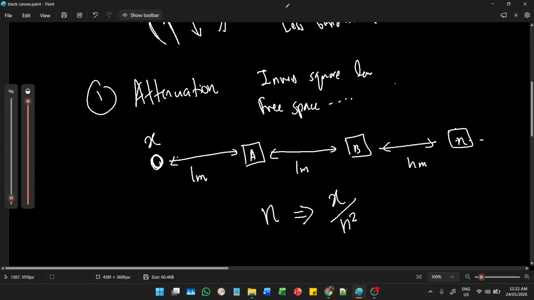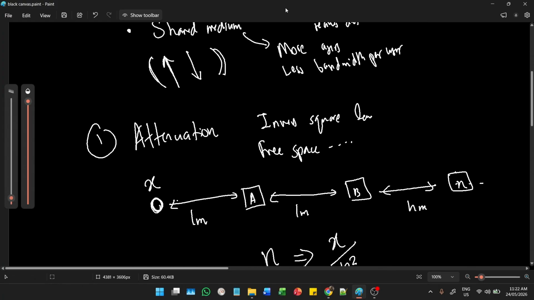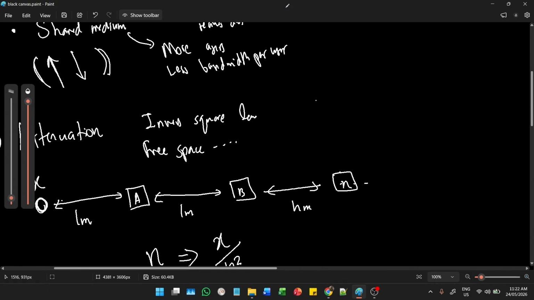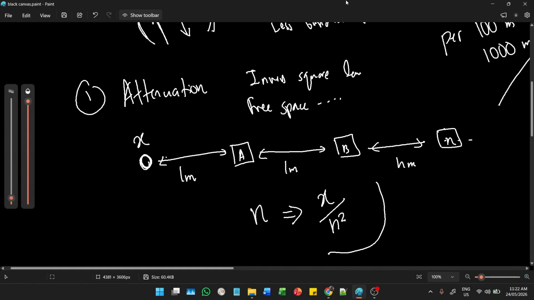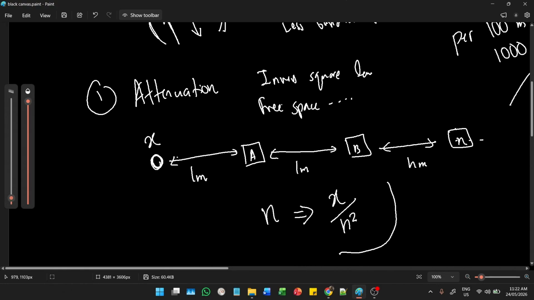Now, as you all know, we will talk about how attenuation happens for guided media in a file. It is usually per 100 meters or per 1000 meters, whereas this is per meter, but it becomes exponential. This is a linear loss, whereas this is an exponential loss, right? So it's very important to remember that attenuation in unguided media is way bigger than in guided media.